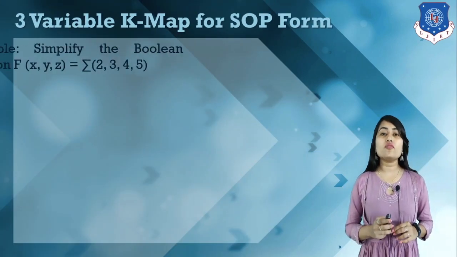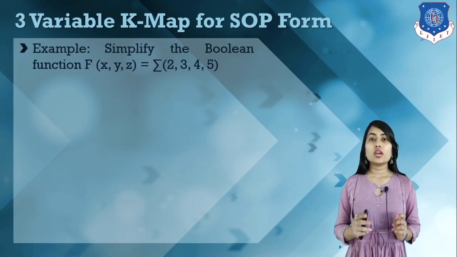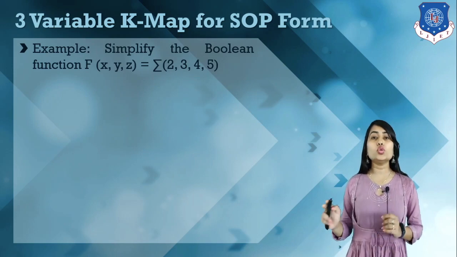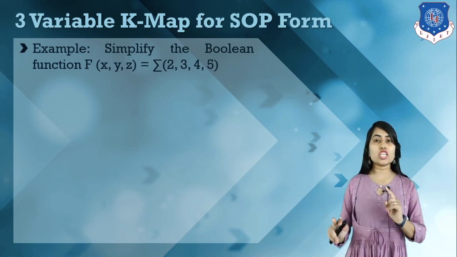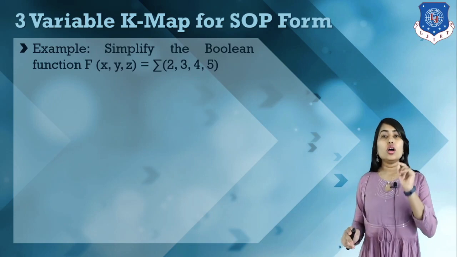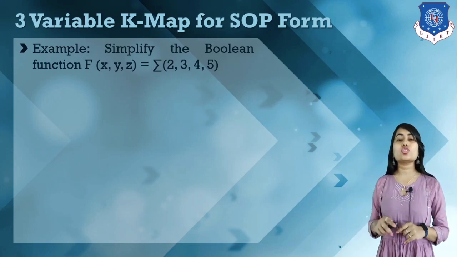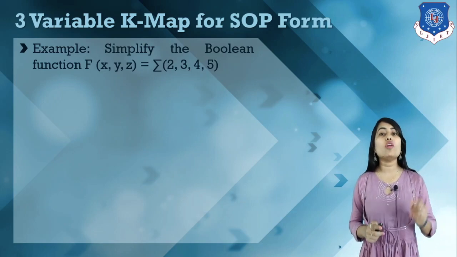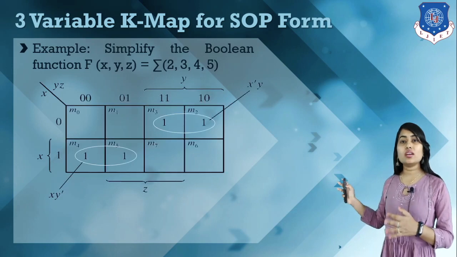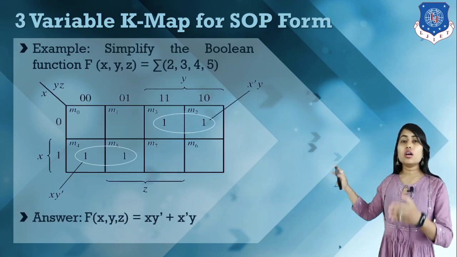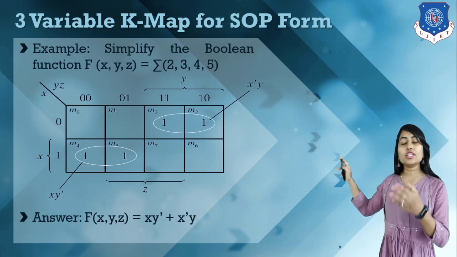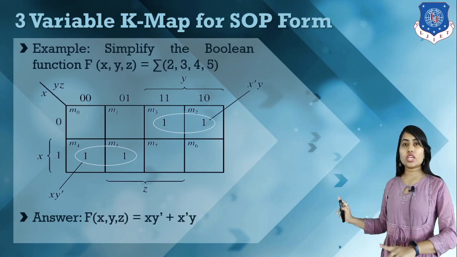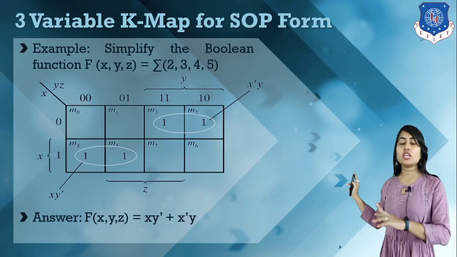Here we have one example: simplify the logical function f of x, y, z equals the summation of 2, 3, 4, 5. That means at locations 2, 3, 4, 5 we mark 1, and for the remaining conditions we mark 0. As this is the SOP form, we have to make groups of 1s. This is how we make the K-map, and we mark 1 at locations 2, 3, 4, 5. At the remaining positions we have 0.